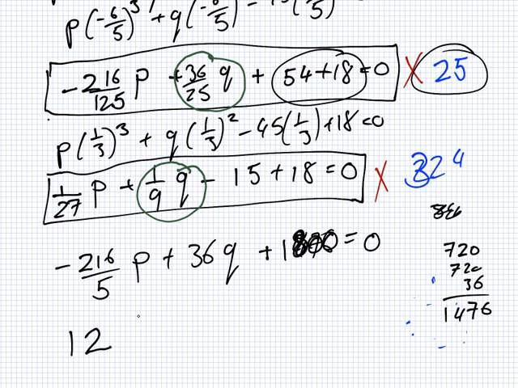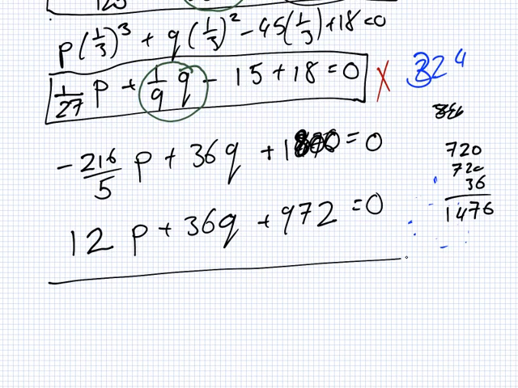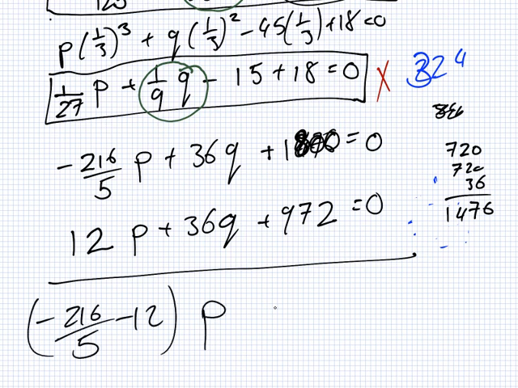Okay, where was I? 12p plus 36q plus 972. 3 times 324. I think so. Now finally we can subtract. Minus 216 over 5 minus 12p plus 1800 minus 972 equals 0.